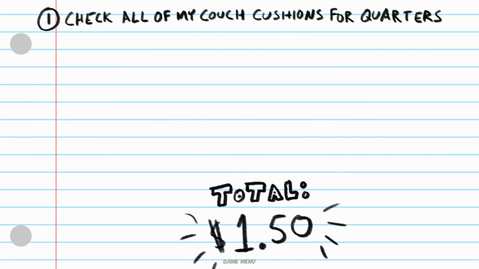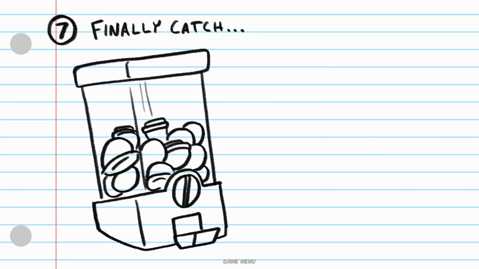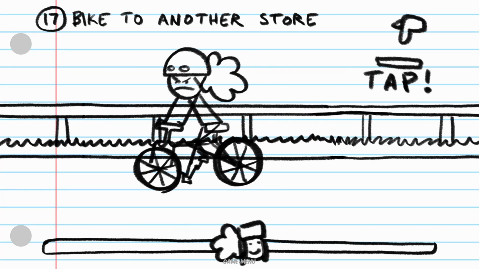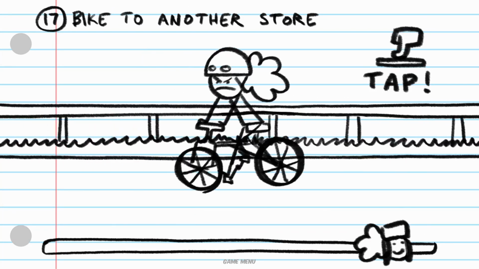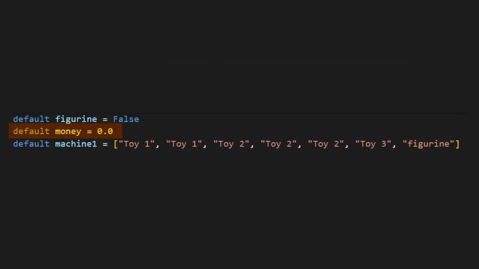They collect quarters to spend at a gacha machine, and they spend the quarters to get toys. If they get the toy they need, they'll advance, and if not, they need to collect more quarters, then go back to the machine. Something like this can be made of three very simple intertwined inventory systems. We have an inventory of quarters, an inventory of figurines the machine has, and the inventory the player has.